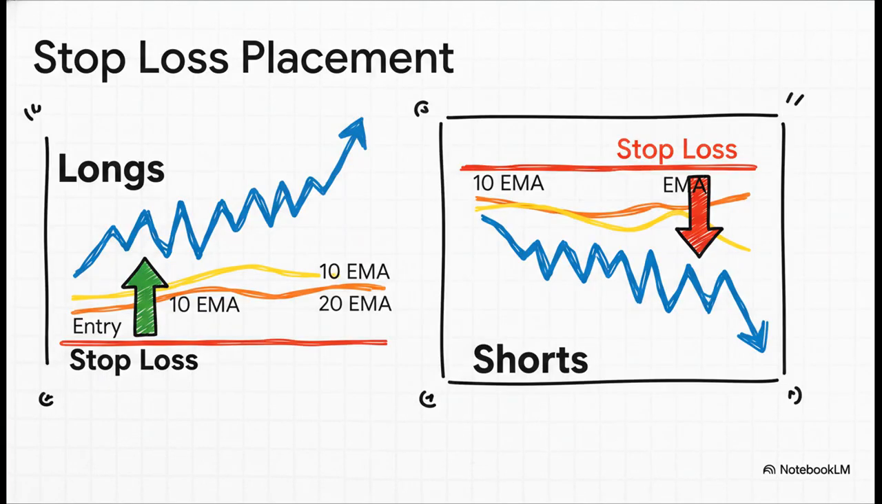And of course, we've got to manage our risk. The rule for that is just as simple. If you're buying, your stop loss goes just below the 20 EMA. If you're shorting, it goes just above it. This keeps your risk small and connects it directly to the trend.